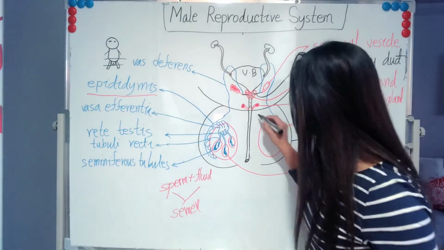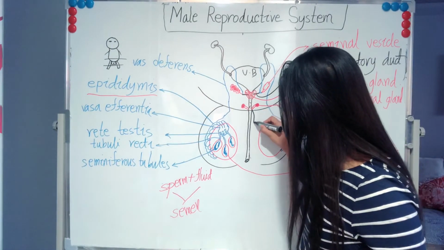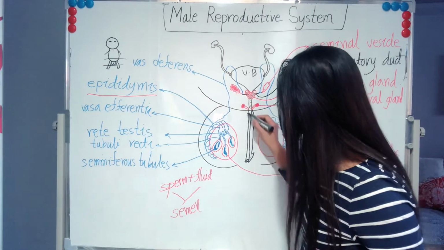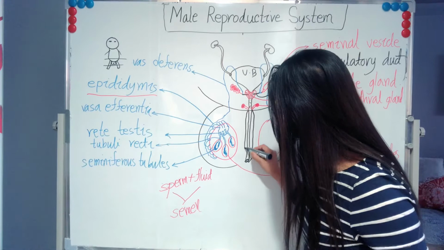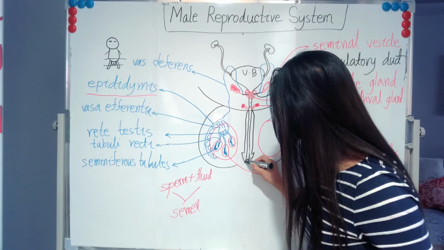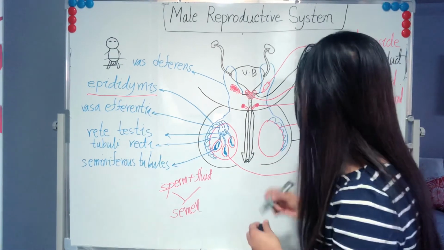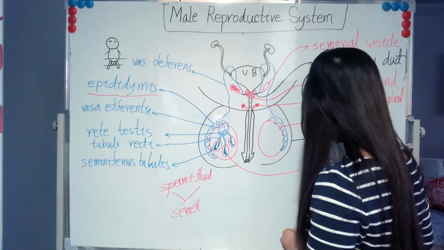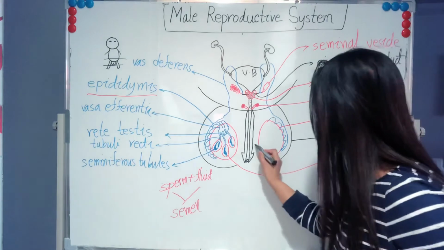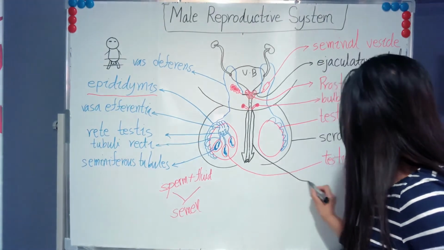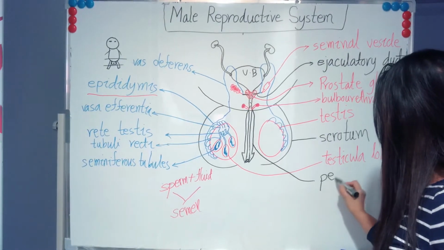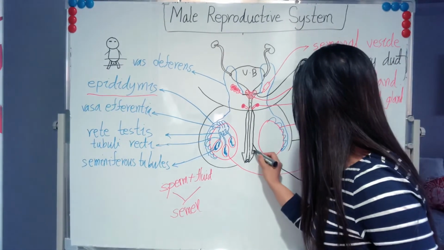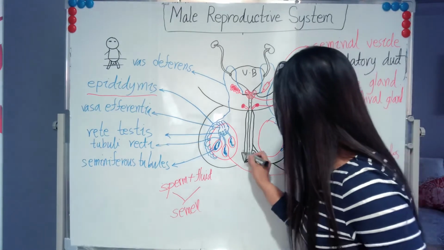Now let's make the penis. This is the penis, and this is the urethra. This is the penis, and this is the scrotum.